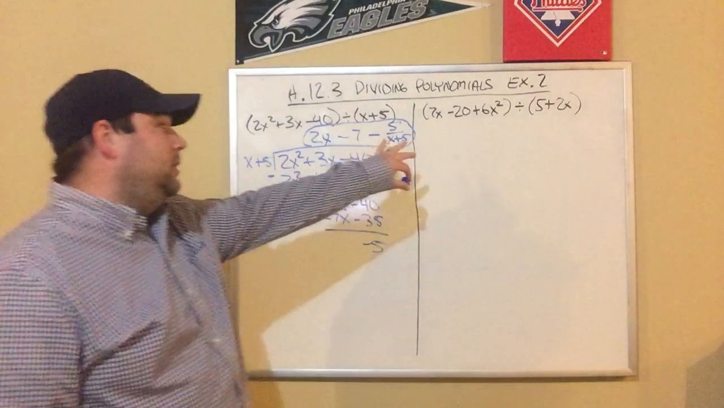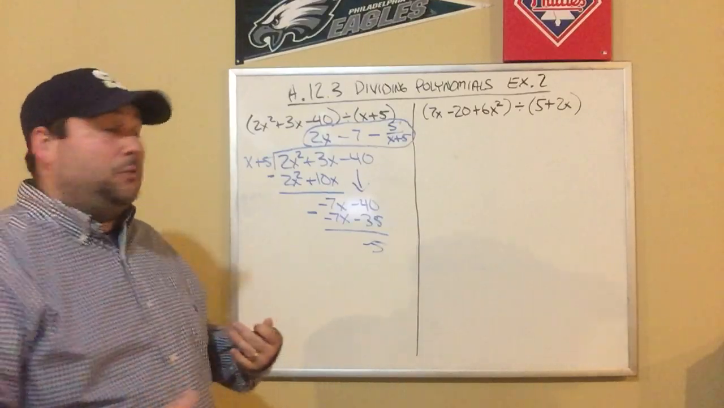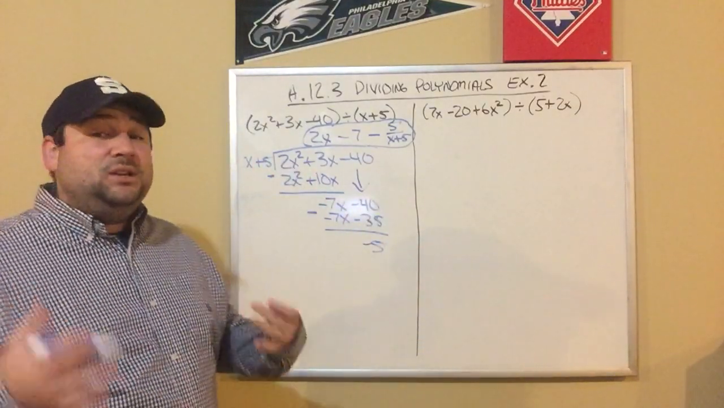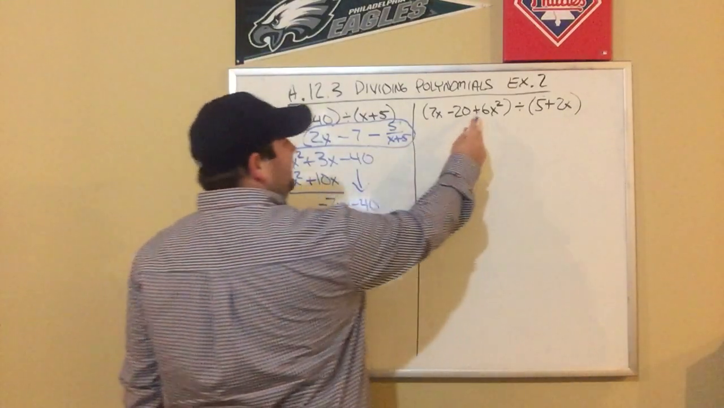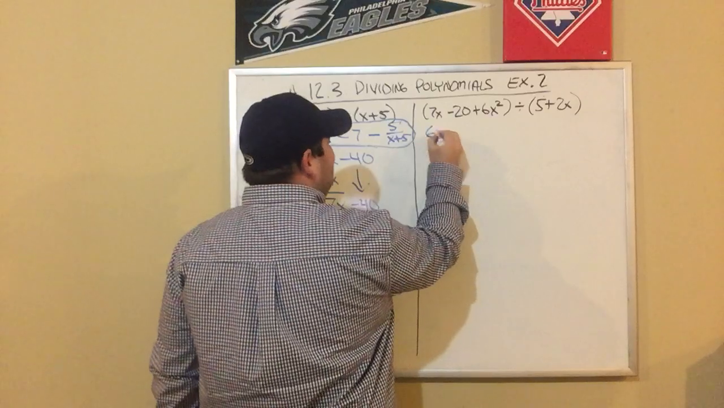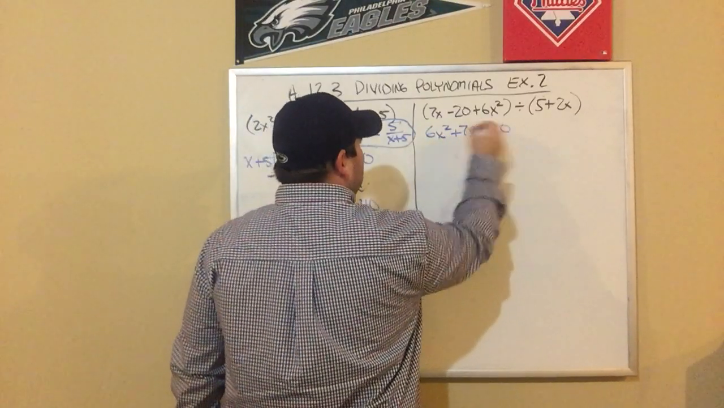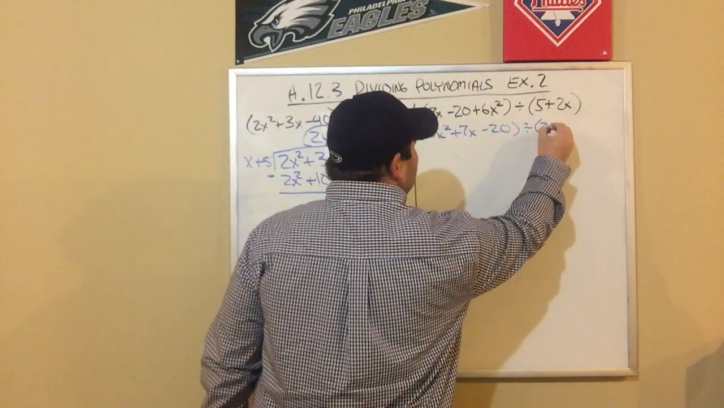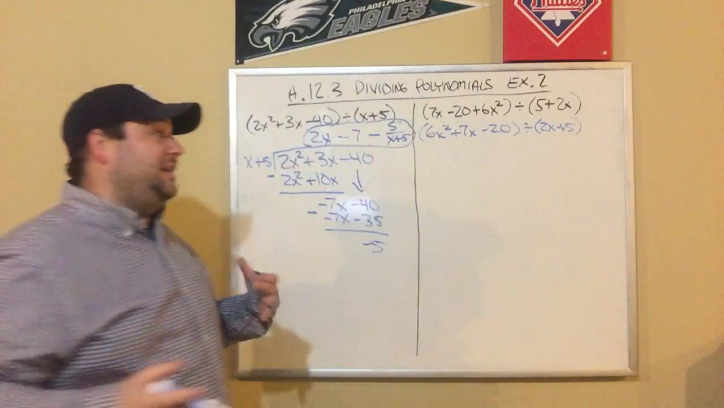All right, let's look at our second one here. So this one's a little different in that the terms are not in standard form. They're not the largest exponent descending. That's a problem. We need to rewrite this so that it is the largest exponent. So 7x minus 20 plus 6x squared, I want that to be 6x squared plus 7x minus 20. Same thing with what I'm dividing by. Instead of 5 plus 2x, I want this to be 2x plus 5. And now we'll be able to do that long division.